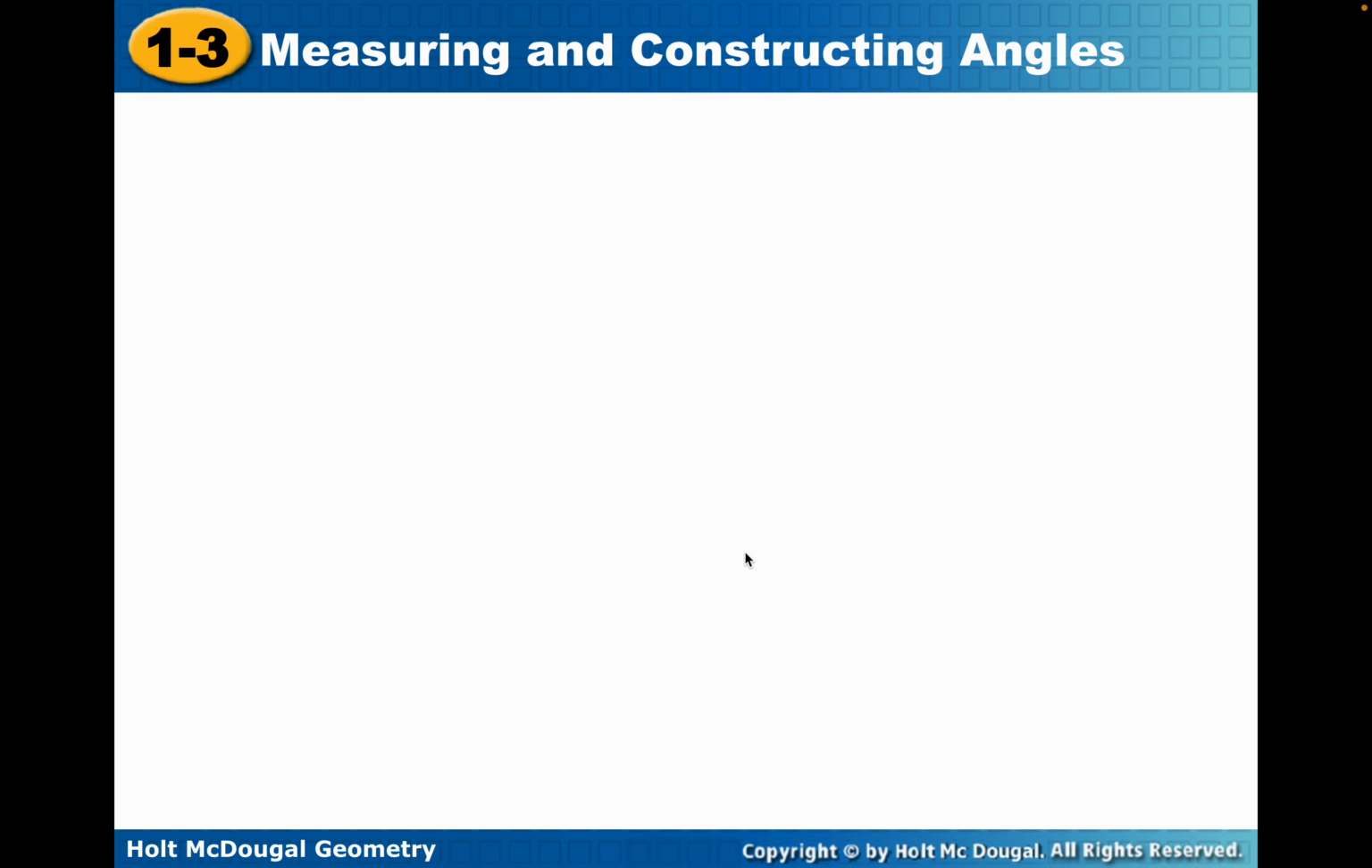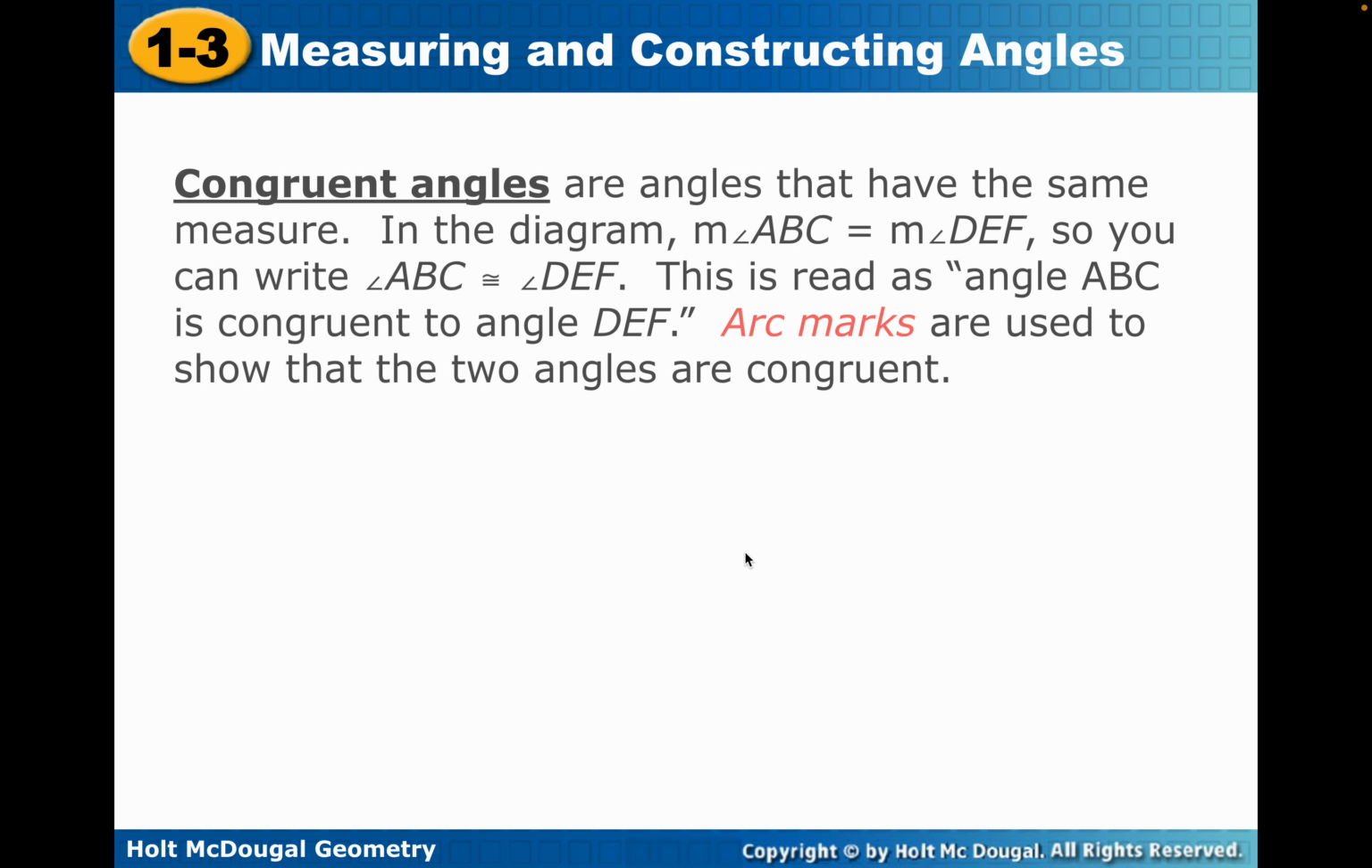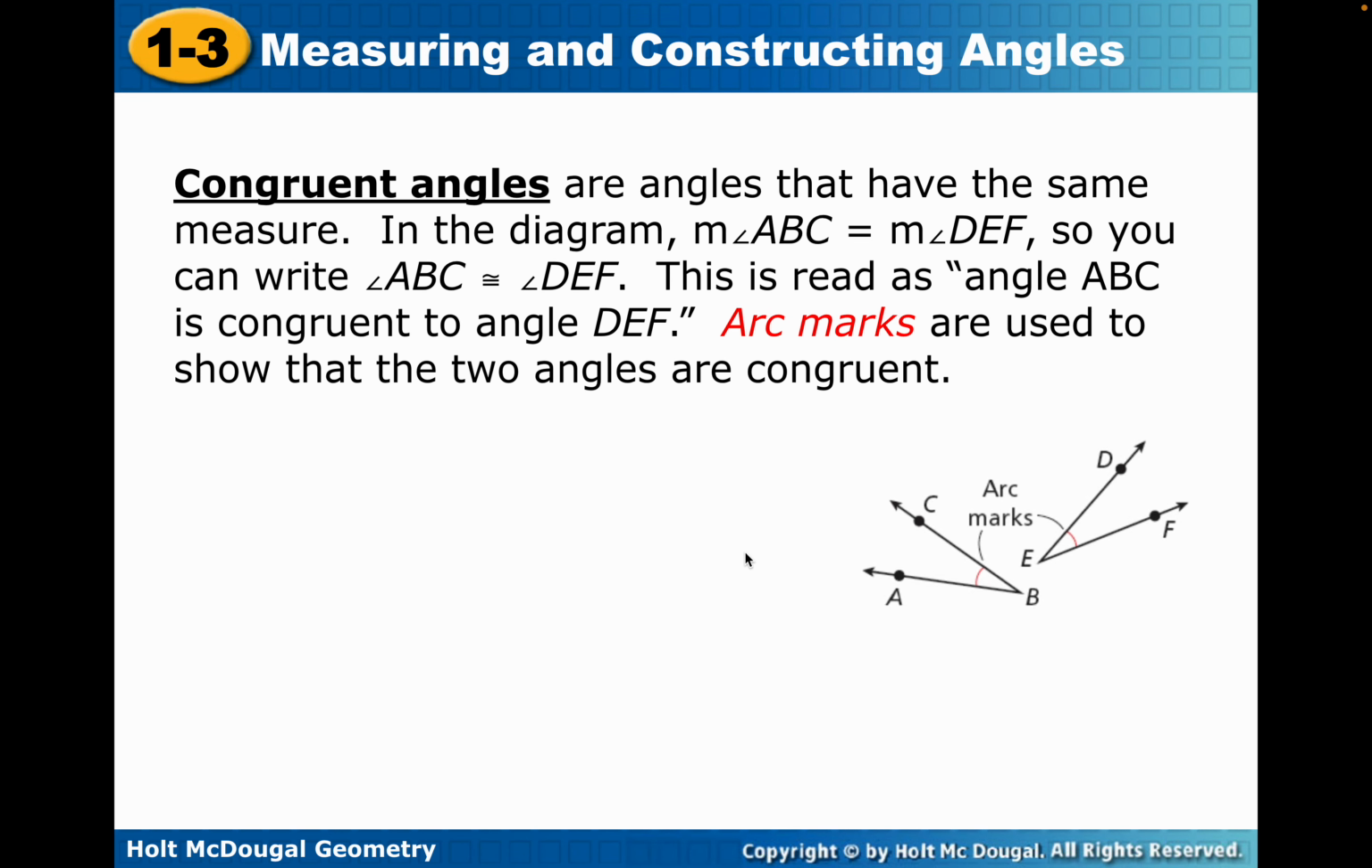So continuing on, we talked about this with segments, but the biggest thing that you need to know for angles is they're going to have these arc marks. So it's going to be these red angle marks, and that's going to tell us that these two angles are congruent. So that's just going to be important to know if you ever see these marks. Okay, that's telling us that angles are congruent.